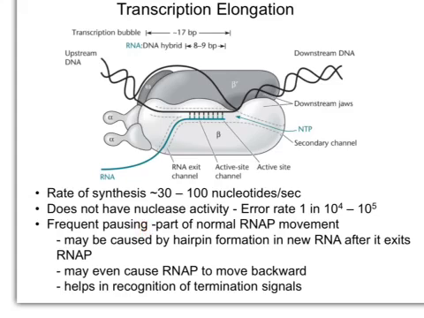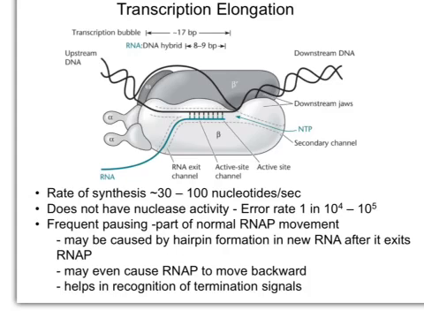There's frequent pausing, and this appears to be part of normal movement of RNA polymerase. This may be caused by hairpin formation, so as the new RNA exits from the active site channel, it forms secondary structure. In some cases, this may even cause RNA polymerase to move backwards, and we'll look at that in another slide. And it also helps in the recognition of termination signals, which we'll also look at in a future slide.